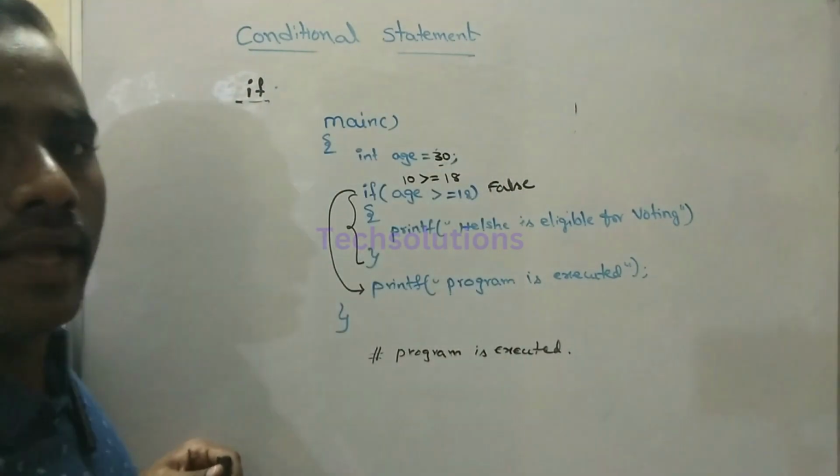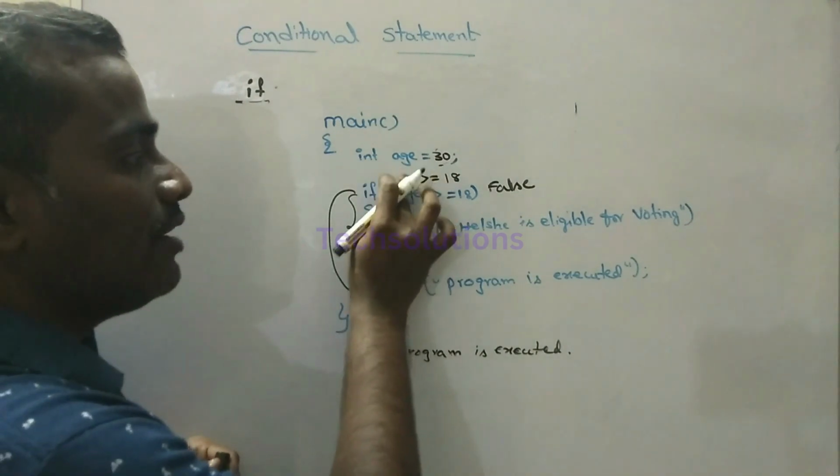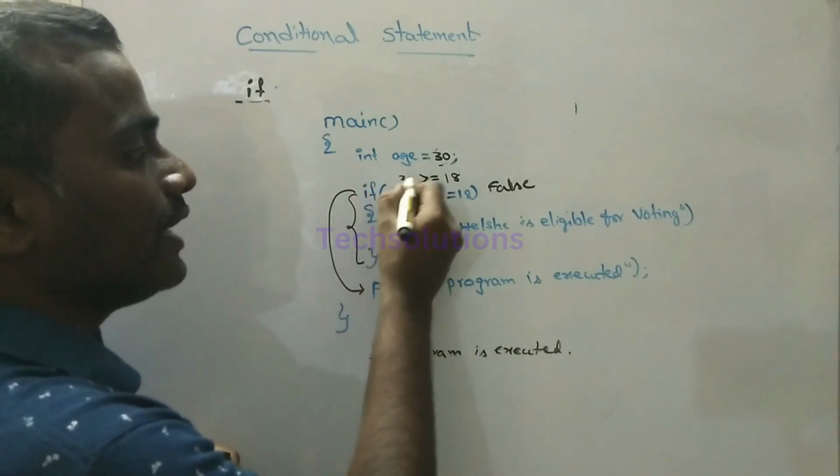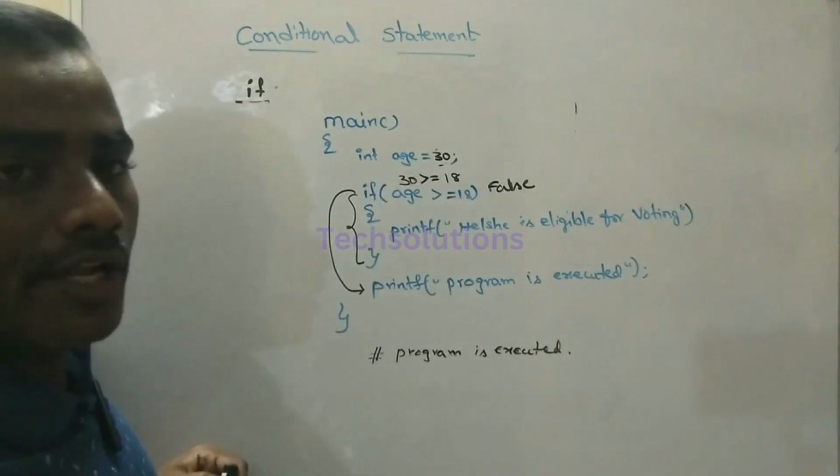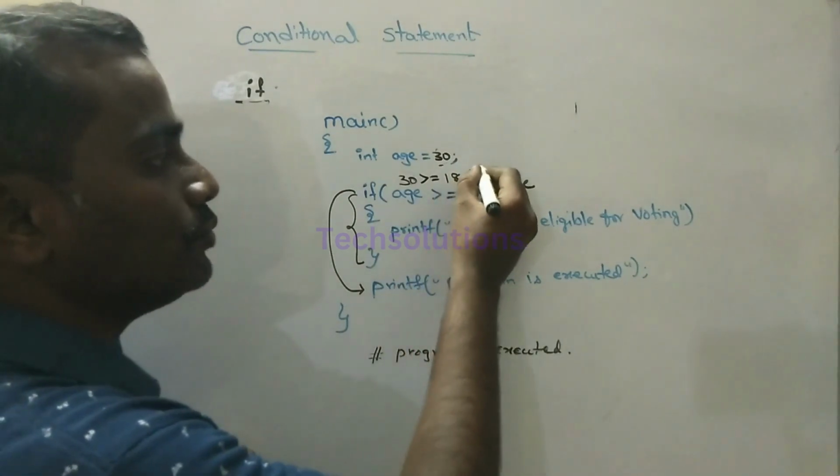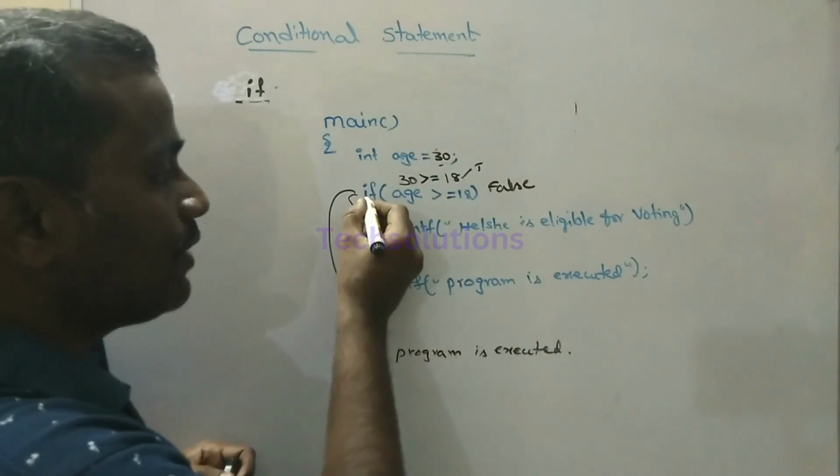If I declare my age as 30, what is the value of age? I can declare it as 30. Now, 30 is greater than or equal to 18, so the condition is true.